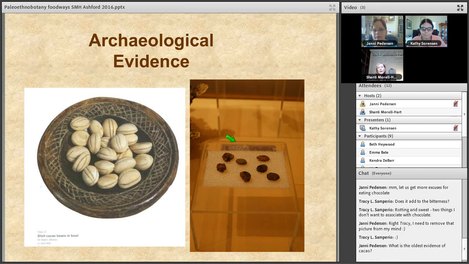So in terms of the archaeological evidence, we're finding all sorts of things. On the right here, I've got an example of some cacao seeds that were recovered from the site of Joya de Cerén, that site that had been covered with volcanic ash and preserved really well. On the left, we've got these little cacao beans, or they're not actual cacao beans, but little artifacts made out of shell to look like cacao beans.